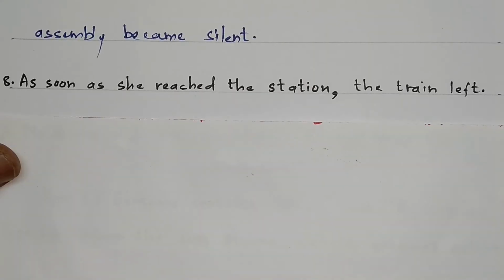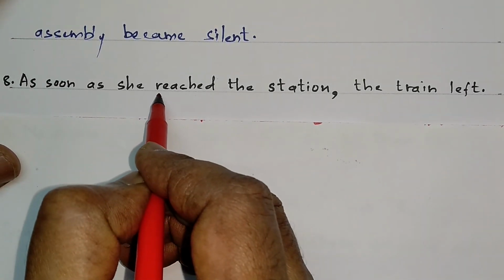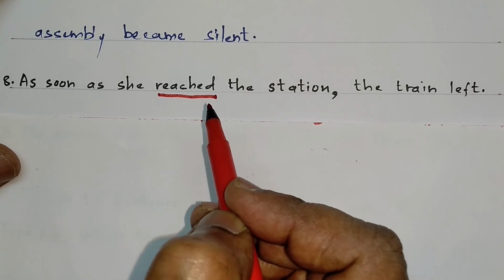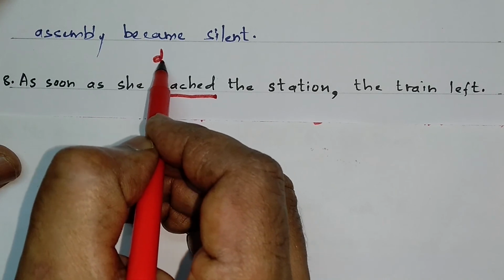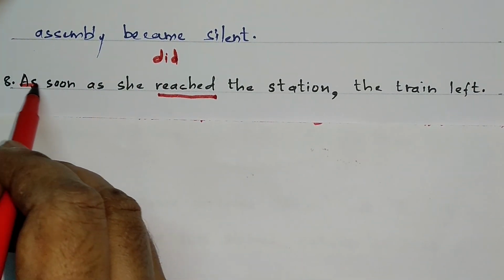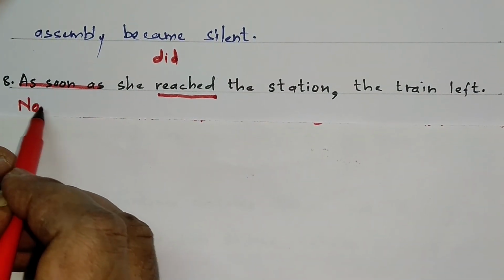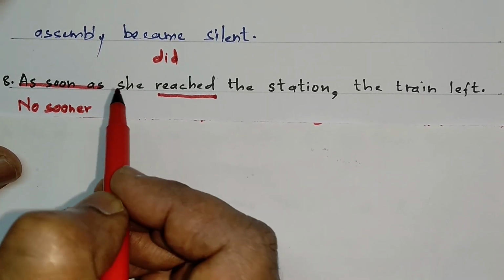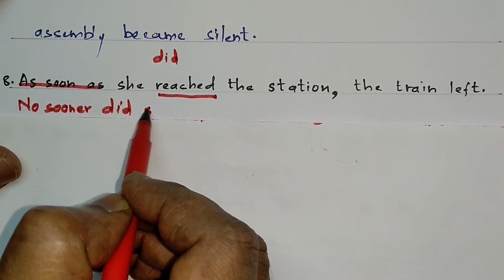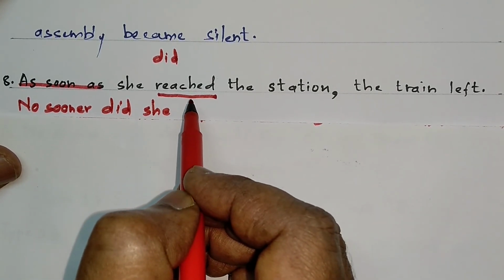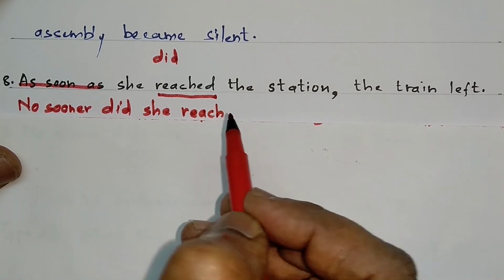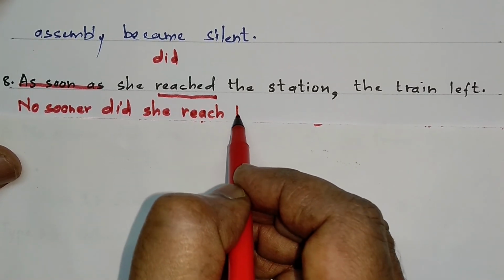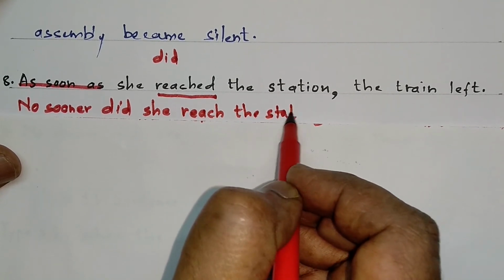As soon as she reached the station, the train left. See the verb reached. It's in past tense. That means the sentence is in past tense. So we will assume did. We'll replace as soon as with no sooner. We'll use the helping verb did followed by the subject she. Now we'll use the base verb of reached. That is reach, R-E-A-C-H. The remaining part, the station, we will copy the same.